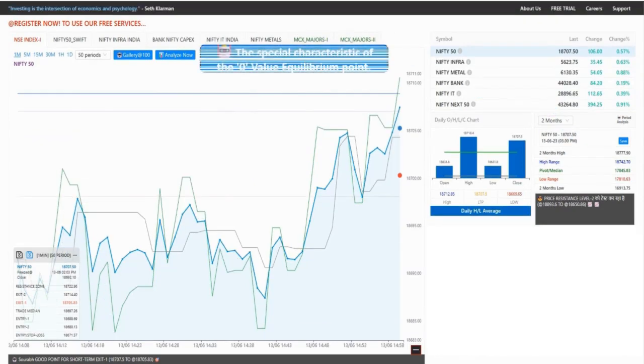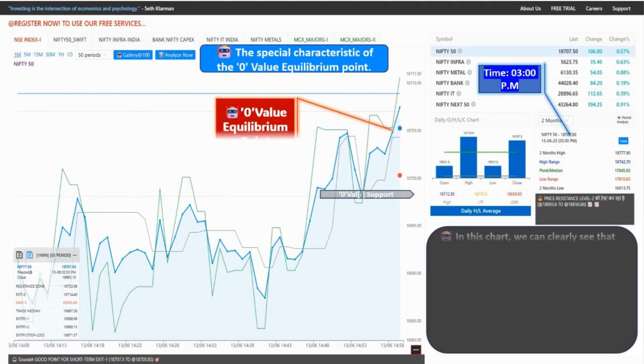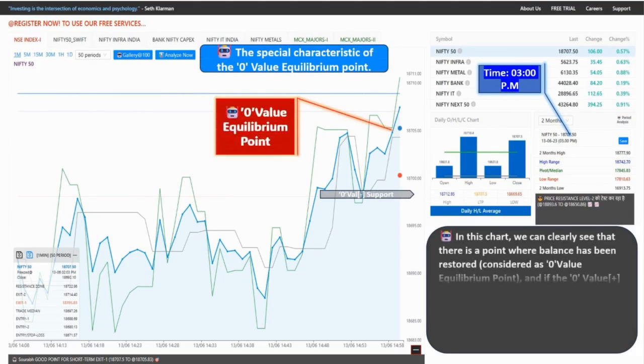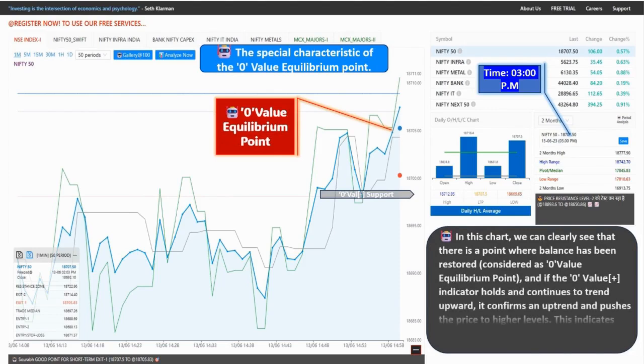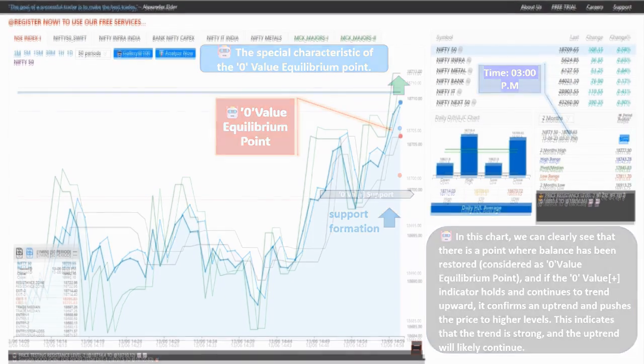The special characteristic of the zero-value equilibrium point. In this chart, we can clearly see that there is a point where balance has been restored, considered as the zero-value equilibrium point, and if the zero-value plus indicator holds and continues to trend upward, it confirms an uptrend and pushes the price to higher levels. This indicates that the trend is strong, and the uptrend will likely continue.